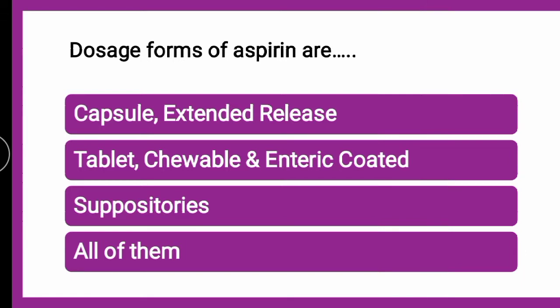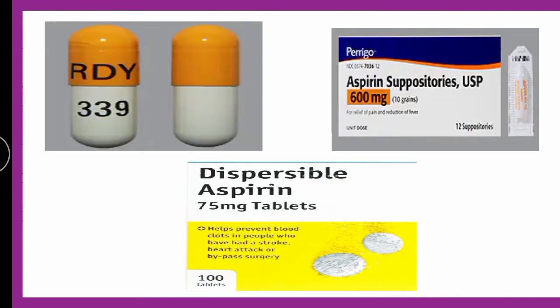Next question is, dosage forms of aspirin are dash. Whether it exists in capsule, tablet, suppositories or all of them. The correct answer is, it is all of them. Dosage forms of aspirin include oral dosage forms such as tablets and capsules, where tablets can be chewable, enteric coated and so on, capsules can be extended release capsules also, and suppositories. So all these are the dosage forms of aspirin: capsules, suppositories and tablets.